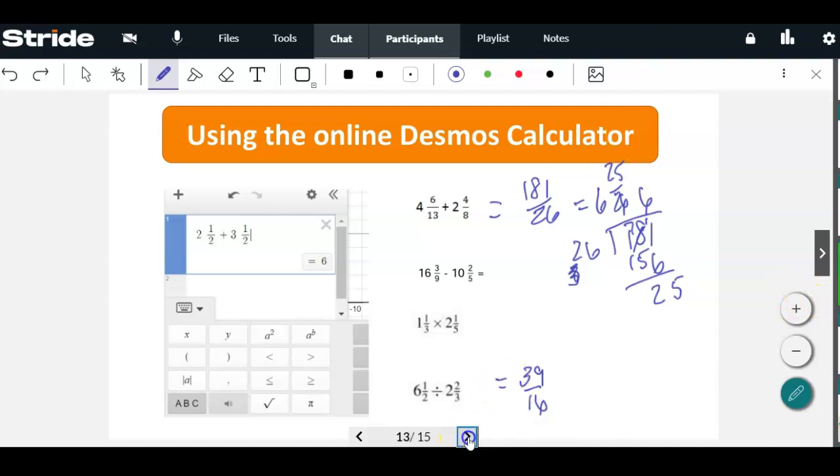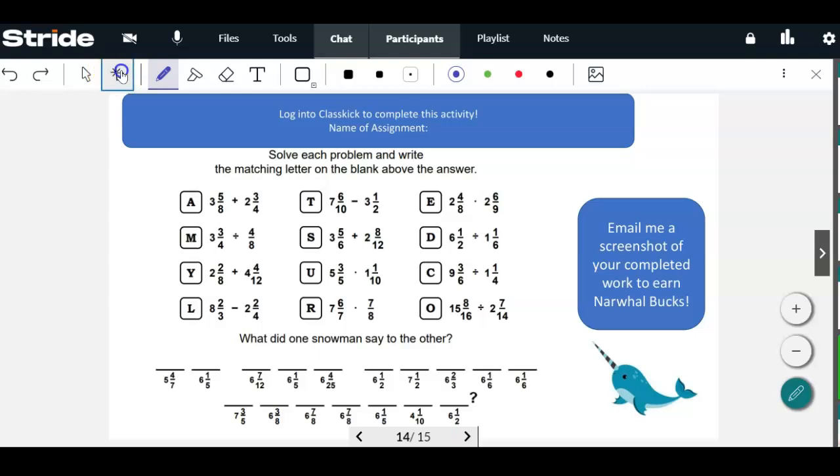All right, so the next thing I want to show you, you have this activity in Class Kick. It's one of those where you have to decode, use your calculator, unless you like doing fractions without a calculator. And so when you find the answer, then you're going to put the letter wherever the answer is. All right, and you're going to email me a screenshot to earn those Narwhal bucks.